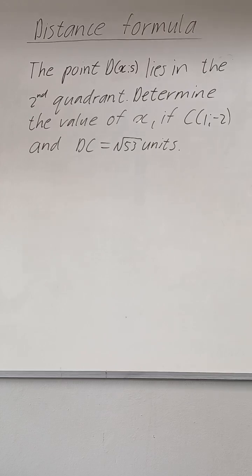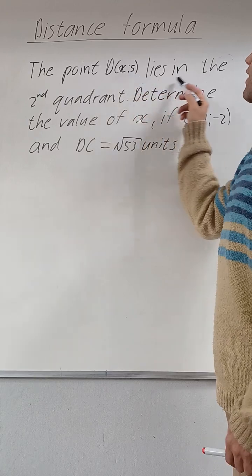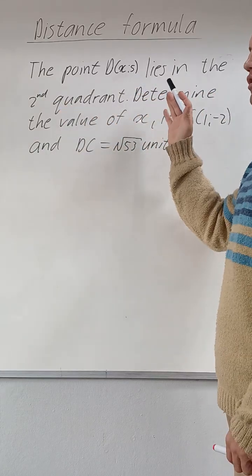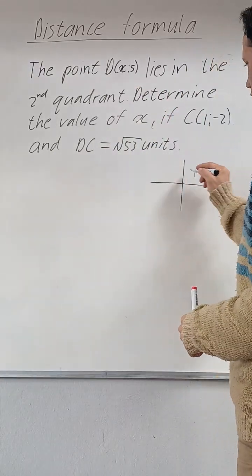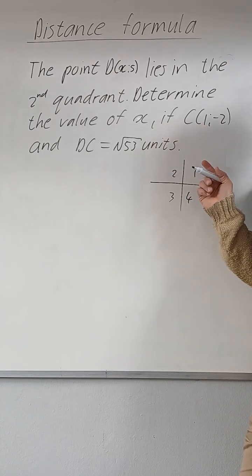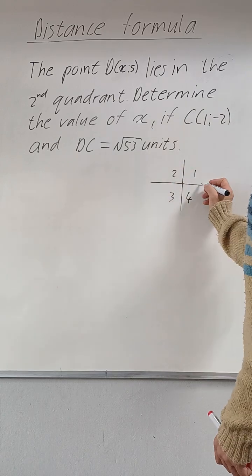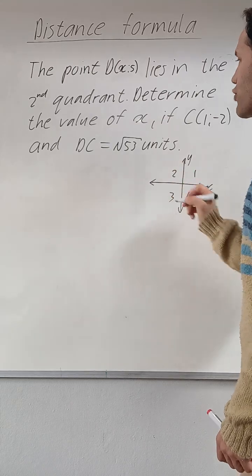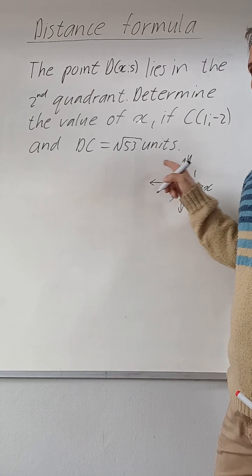So they say the point D(x, 5), that's a coordinate, lies in the second quadrant. So you know where the quadrants are? If you think of the quadrants, first, second, third, and fourth quadrant. We do it in trigonometry as well, with your x and your y axis. So they gave you a clue that the point D lies somewhere here in the second quadrant.